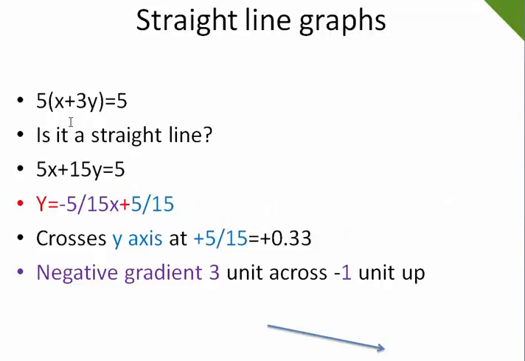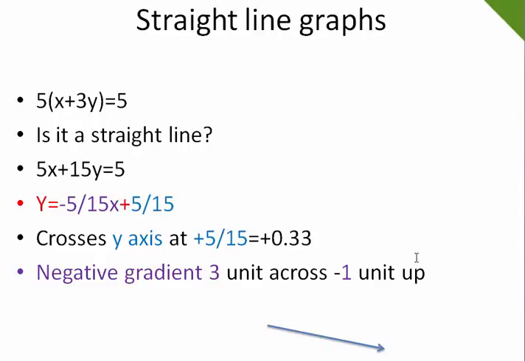Is this a straight line? Let's multiply through by 5. We get 5x plus 15y equals 5. Rearrange to get y on the left hand side, and we get this. Does it look like y equals mx plus c? Yes, it does. So it's a straight line. It crosses the y-axis at plus 5 over 15, which is around about plus 0.33. It's got a negative gradient, so it's a downward slope, and it's going to look something like this blue line.